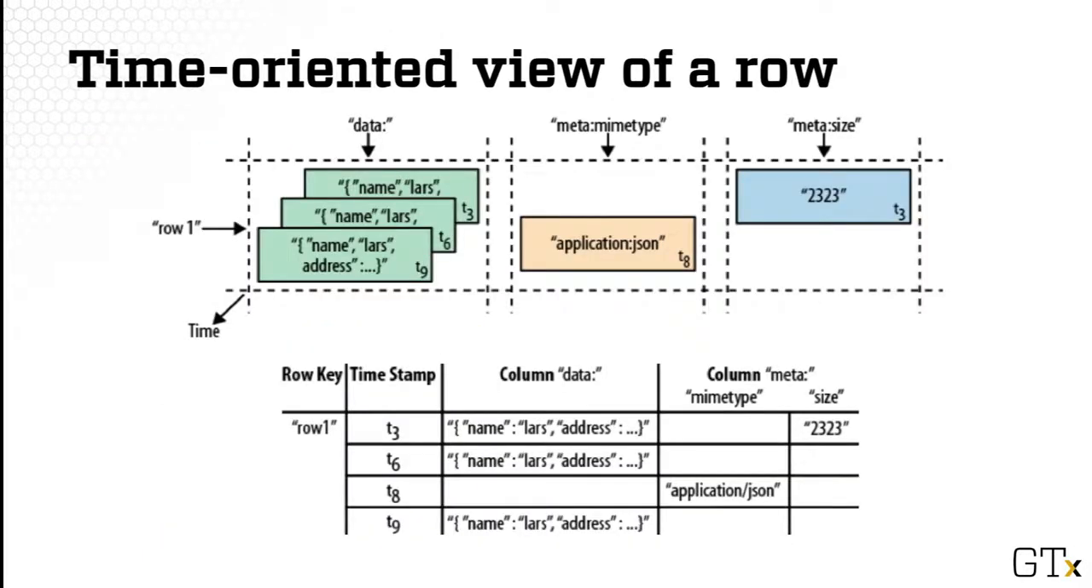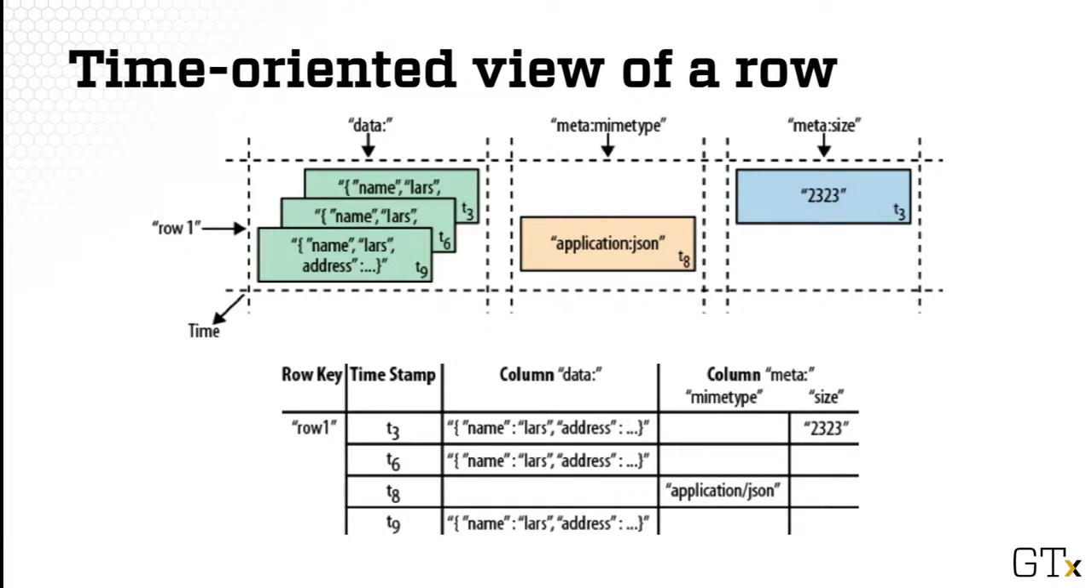Here's an example of how time-evolving data will be stored in a row in HBase as multiple versions. Here we have only one row, whose row key is row 1, and we have 3 columns. The first column is in green, the data column. We're writing to its cell at 3 timestamps, 3, 6, and 9. While in the second column, we write a value only at timestamp 8. And in the third column, we only write at timestamp 3. At the bottom of this screen, we show a table view of the same example, where we can more clearly see which timestamp cell values are written.